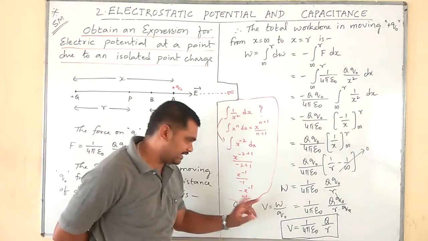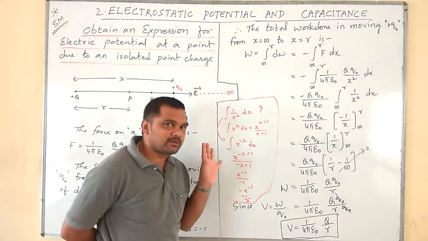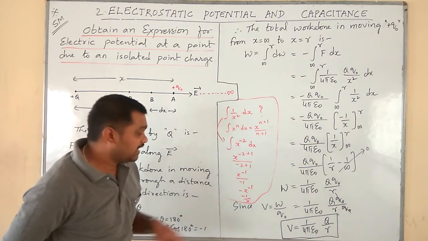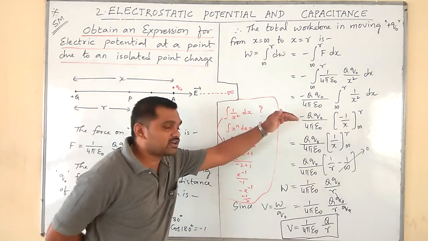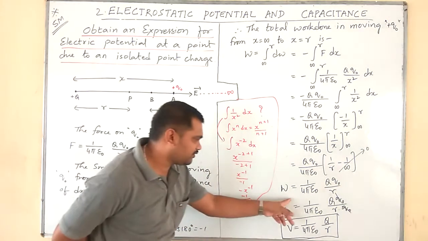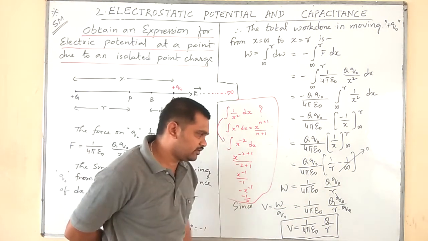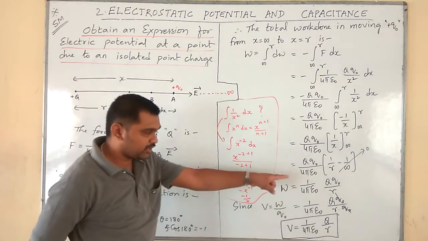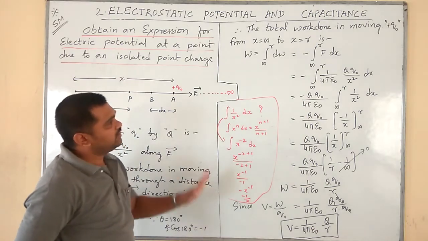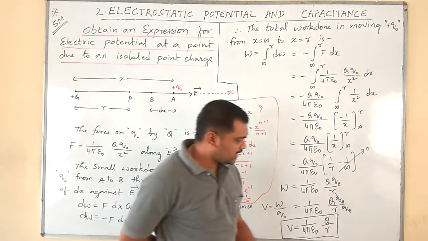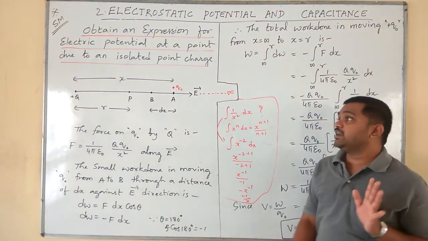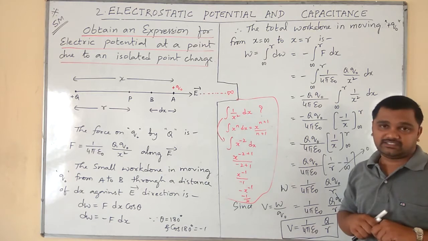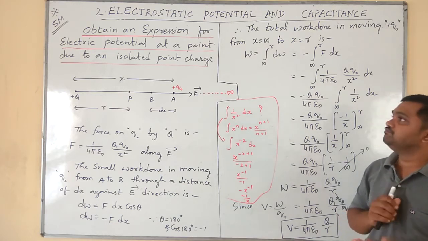So actually, which do we need? We need the electric potential. How are electric potential and work done related? Electric potential is the amount of work done divided by charge. Therefore, on cancellation of that q naught, we get V is equal to 1 divided by 4 pi epsilon naught q divided by r. So this is the expression for electric potential at a point in an electric field due to an isolated point charge. Okay, fine.